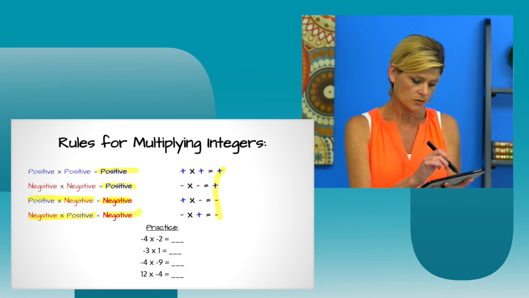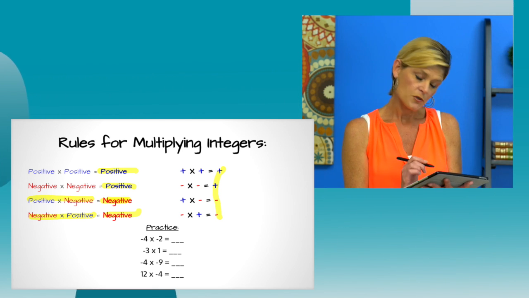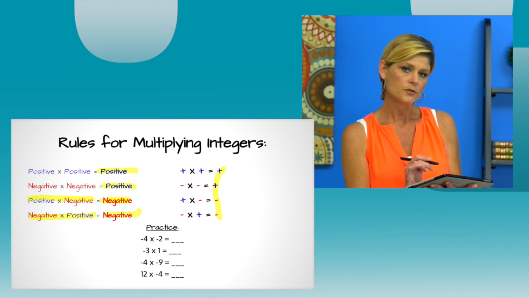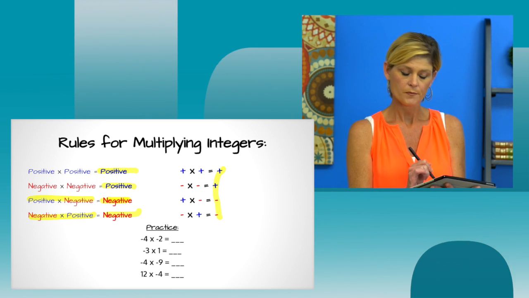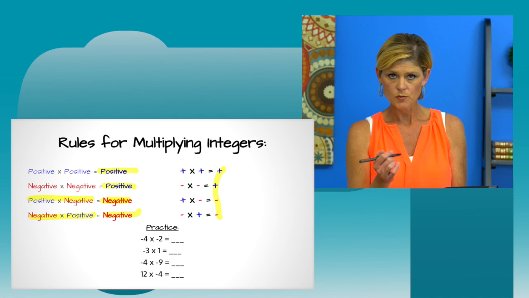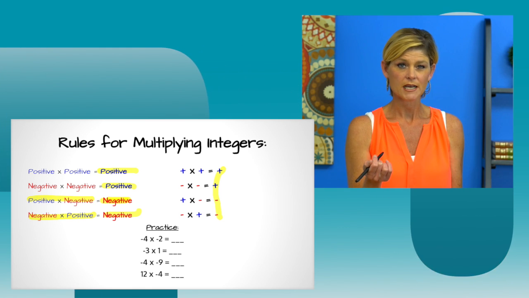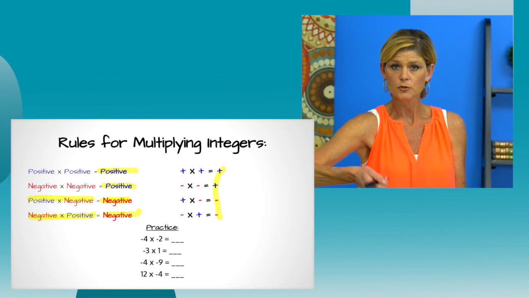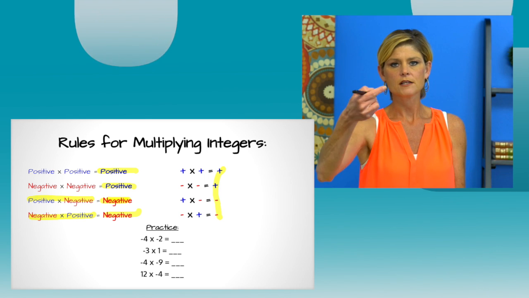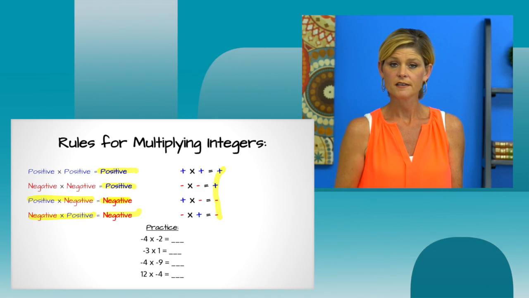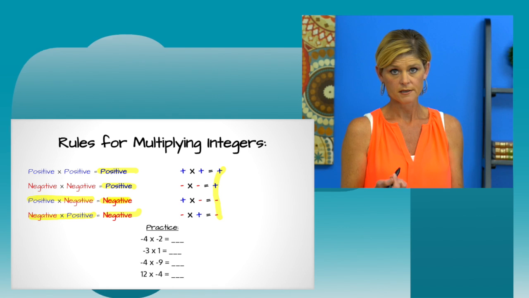Okay, so I've also written down a few practice problems, and I thought it would be helpful to maybe go through these together. Now, you can work these any way you want, but the way that I do them is I do the math, I do the multiplication first, and then I look at what I need to do with my sign. Is it going to be a positive or a negative result?